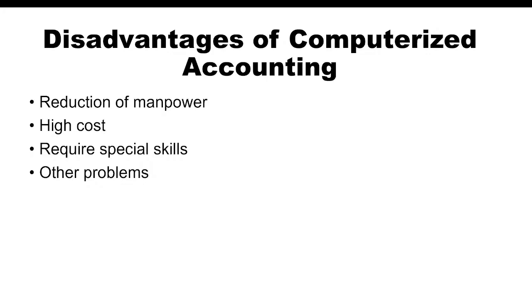What are the disadvantages of using this computerized accounting? There is the reduction of manpower. It will reduce the number of employees in the organization, which will lead to a greater amount of unemployment. The higher cost: a small firm cannot install a computer accounting system because of its high installation and maintenance cost. Then it will also require special skills. It will call for highly specialized operators. Then we also have other problems such as frequent repair and power failure, which may affect the accounting work very much. So those are the disadvantages.